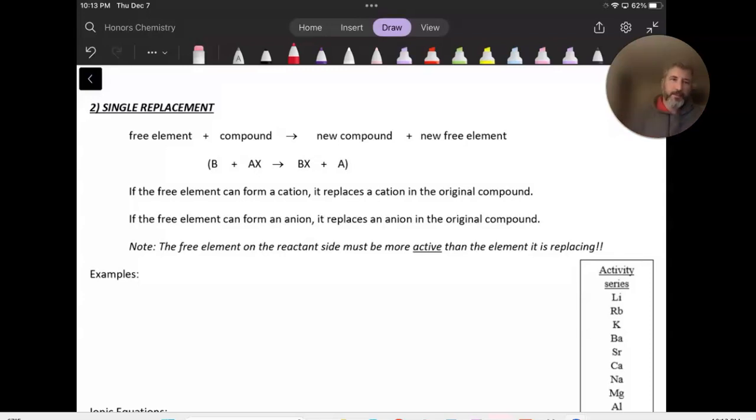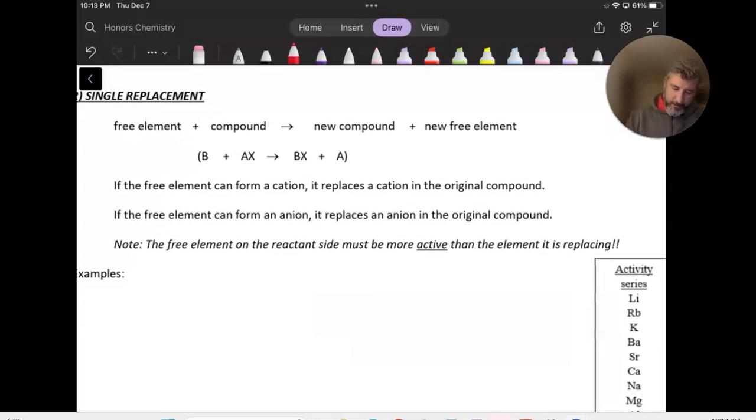So, and it says if the free element can form a cation, it replaces a cation in the original compound. So let's just stop right there and show you what we mean by that. So as an example, sodium is a metal, therefore it can form a cation. It isn't a cation right now, it's just elemental sodium. It's probably solid sodium. And let's say it's going to react with some copper 1 chloride.